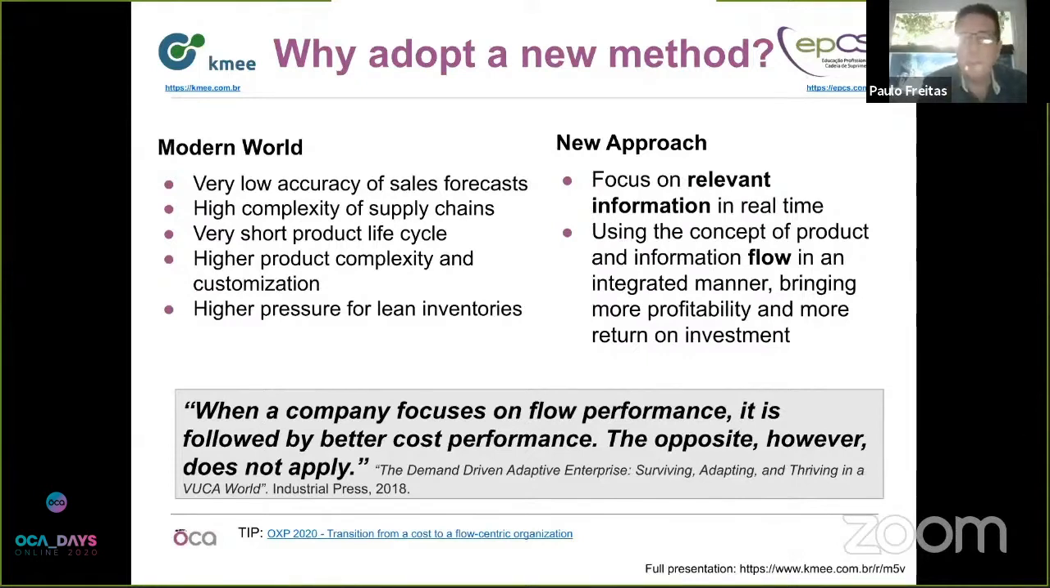So think about it. We are all pursuing cost. Supply chain has been seen as cost driven, and very rarely is it seen as profit driven. Okay, so let's have a look. Next one.